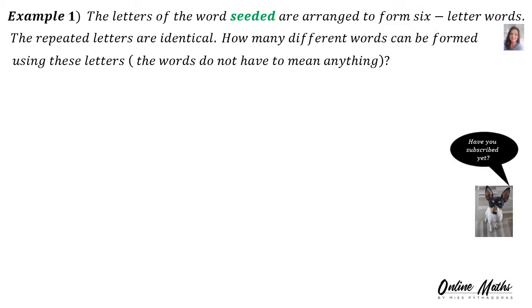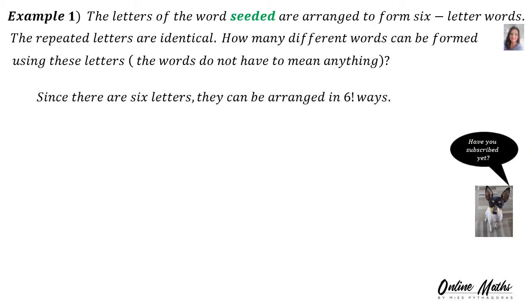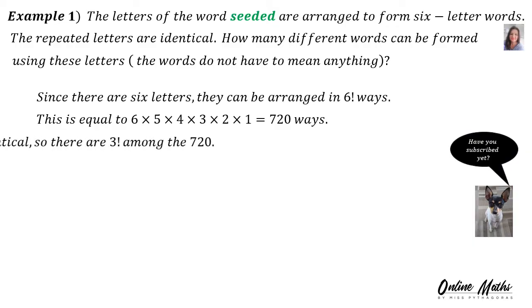Example 1. The letters of the word seeded are arranged to form 6 letter words. The repeated letters are identical. How many different words can be formed using these letters? The words do not have to mean anything. Now, since there are 6 letters, they can be arranged in 6 factorial ways. This is equal to 6 times 5 times 4 times 3 times 2 times 1, and this is 720 ways.